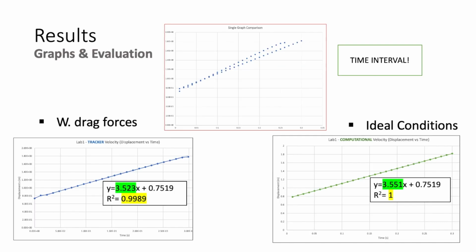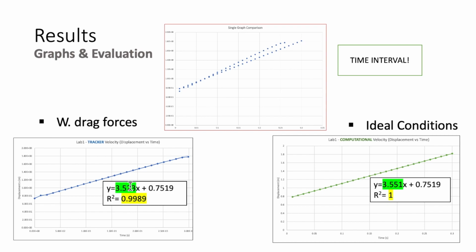And so comparing the results, here are two graphs. This one is the computational model with the ideal conditions, and this shows the Tracker model that has unwanted drag forces. And here is a graph comparing the two. So the y-intercepts are the same as the initial position coordinates were the same in both models. The computational model gave an r-squared value of 1, a perfectly linear graph showing constant velocity, whereas the experimental data had a lower r-squared value due to environmental factors such as inertia or perhaps slight wind. I don't know, but it is less linear.